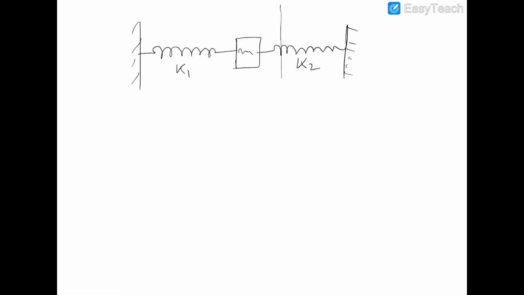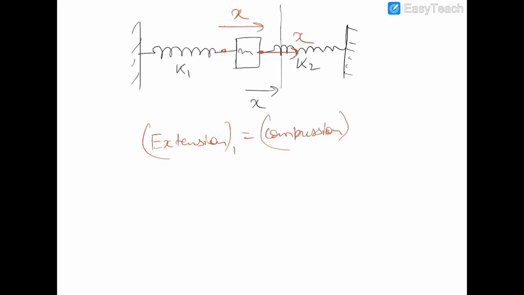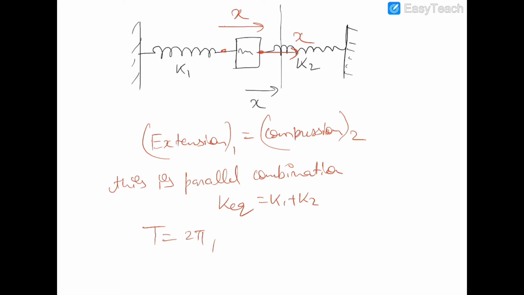So you can see that if you are displacing this block in this direction, then this spring, which is spring number 1, is stretched by X, and this spring is compressed by X. So extension in 1 is equal to compression in 2. Which means that this is parallel combination. So the equivalent K would be K1 plus K2, and hence the time period would be 2 pi under root m by K1 plus K2. So this is the answer in this case.